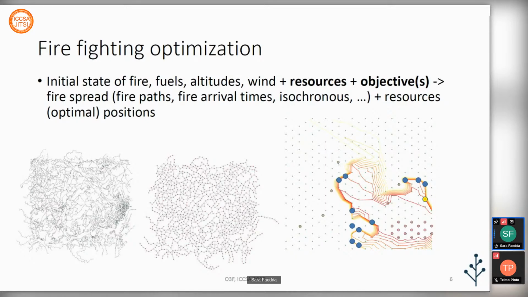Okay, so this is the first optimization problem. We have the initial state of fire, which in this case are these nodes. We have again the fuels, altitudes, and wind to model the fire spread. We also have resources that we can characterize in different ways. I'm not going to detail that, since the presentation is not about this. We may also have different objectives, such as minimizing the burned area or maximizing the arrival time of the fire at sensitive points that must be protected, such as places with people. As outputs, we have the same outputs as fire spread, but also outputs related to resources.